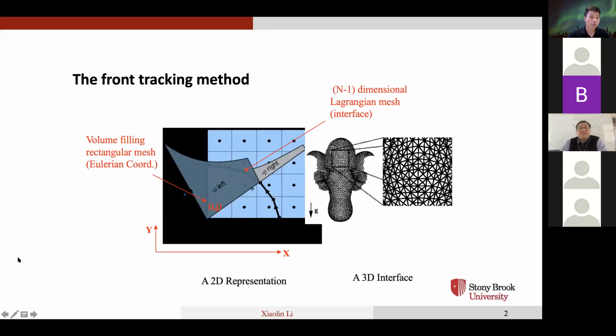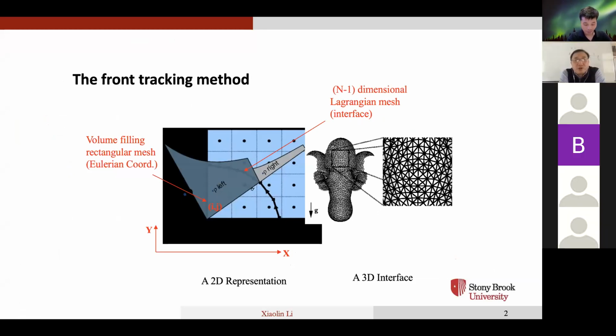Okay, so briefly, front tracking method is to use a geometric data structure, which we call the interface, to separate the computational domain, and then you solve partial differential equations separately on the two sides of the interface, and join the solution at the interface. The idea was first proposed by Richtmyer in the 1950s. And in the 1960s, Moretti used that for aerodynamic simulation.